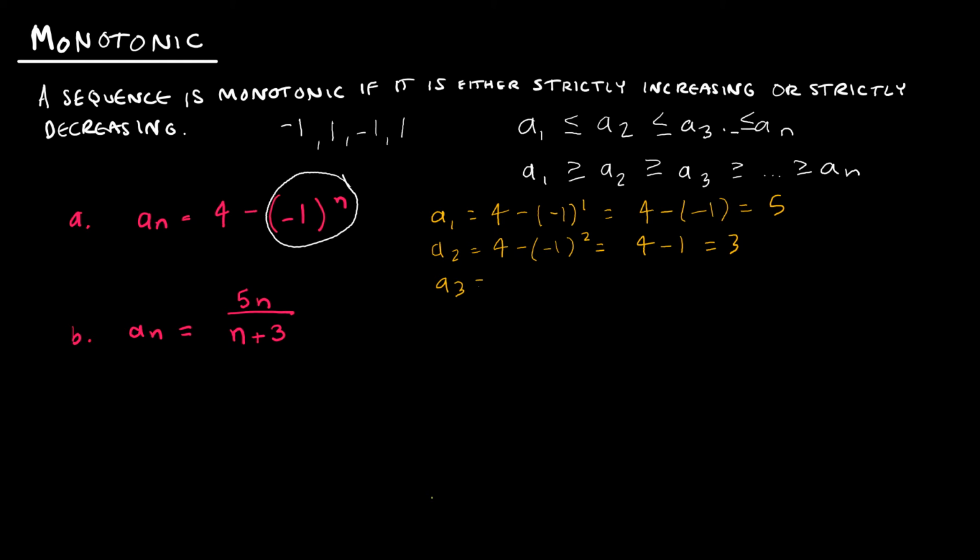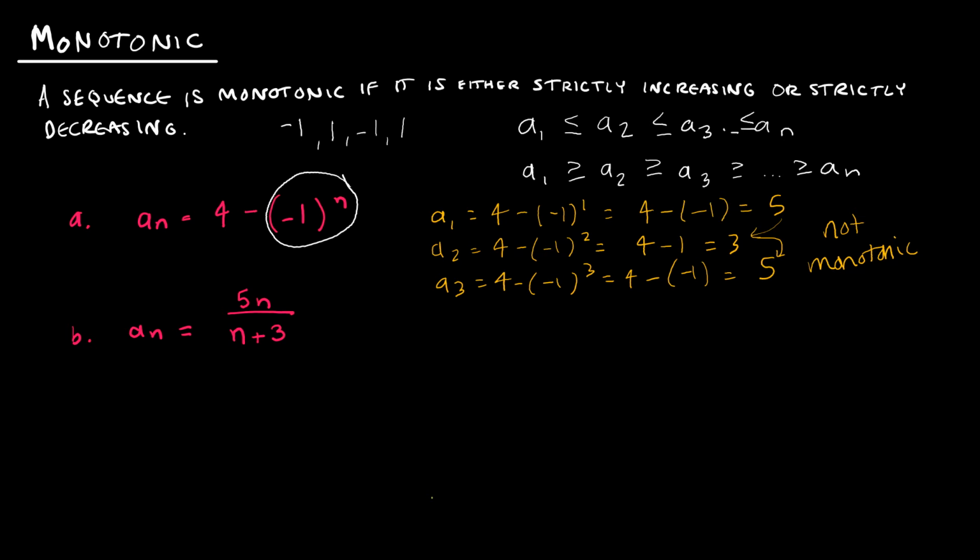And then a sub 3, 4 minus negative 1 to the third. Negative 1 to the third is negative 1, which gives me 5. And we can see that this is going to be an oscillating function. It's going to go back and forth between 5 and 3 and 5 and 3 and 5 and 3, and it's just going to keep happening. So this is not monotonic, because it's not strictly increasing or strictly decreasing. It decreased, then it increased, and then it's going to decrease, and then it's going to increase. And again, we call that an oscillating function, if it oscillates back and forth between different values.